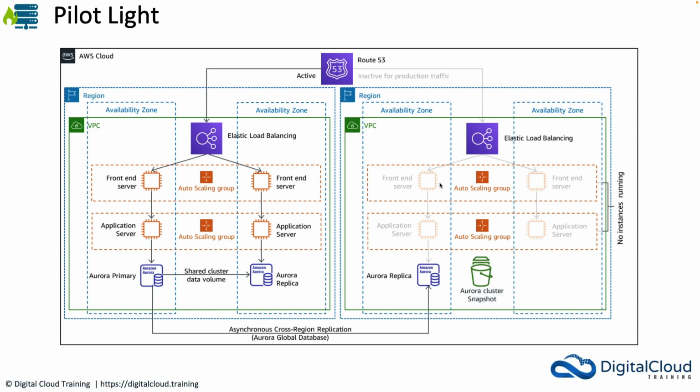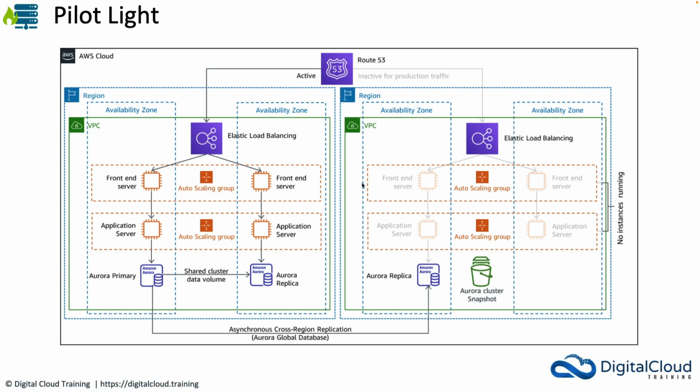The next one is the pilot light. So let's have a look. We've got some grayed out infrastructure here. Okay, so it looks like everything's the same on both sides. We've got our load balancer, we've got Route 53, and we've got active. So all active traffic is being directed to this load balancer here into the application, whereas this is inactive. So nothing is being sent to this load balancer. Then we've got our front-end servers, application servers, and we've got an Aurora database and a replica.